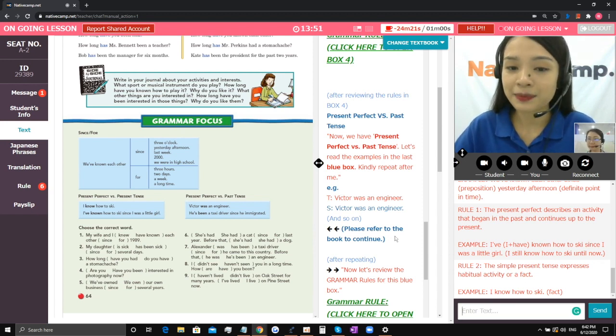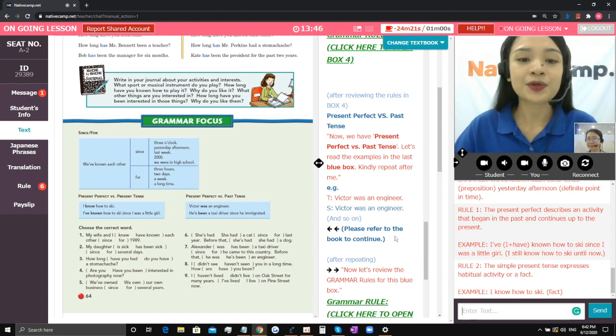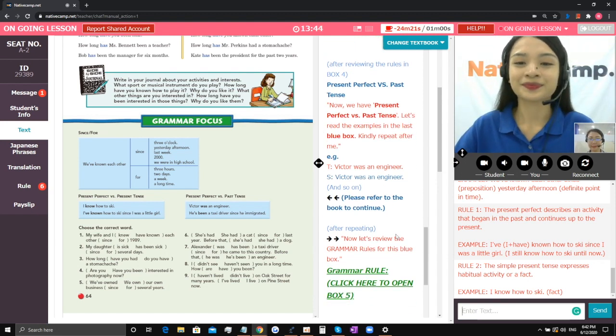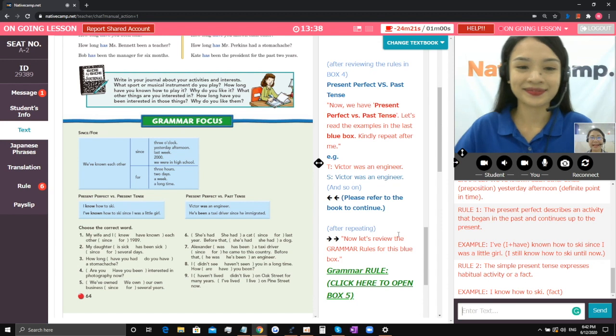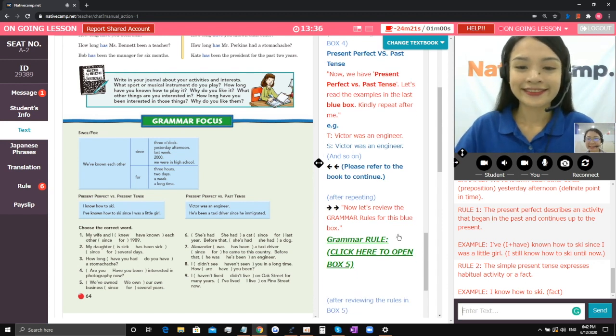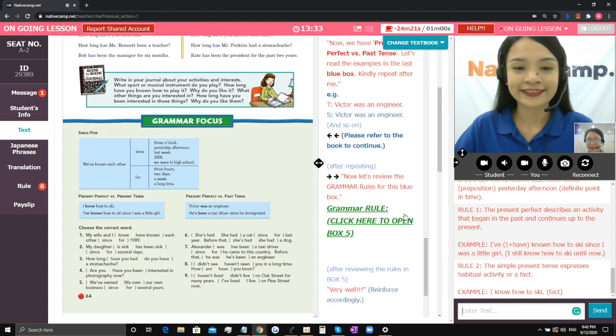Now we have present perfect versus past tense. Now let's read the examples in the last blue box. Kindly repeat after me. Victor was an engineer. He's been a taxi driver since he immigrated.